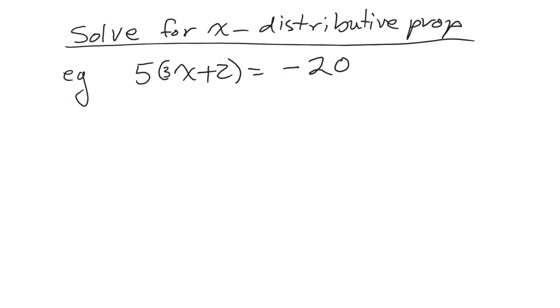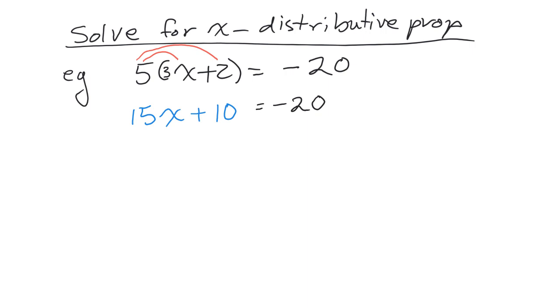The first thing that you do is you have to look for anything that has some sort of distribution that has to be done. So if you think about it, this 5 has to hit this and this inside our bracket. So normally you'd go and multiply it through. So 5 times 3x is going to be 15x. And then we have 5 times 2, which gives us plus 10. So that's equal to negative 20.